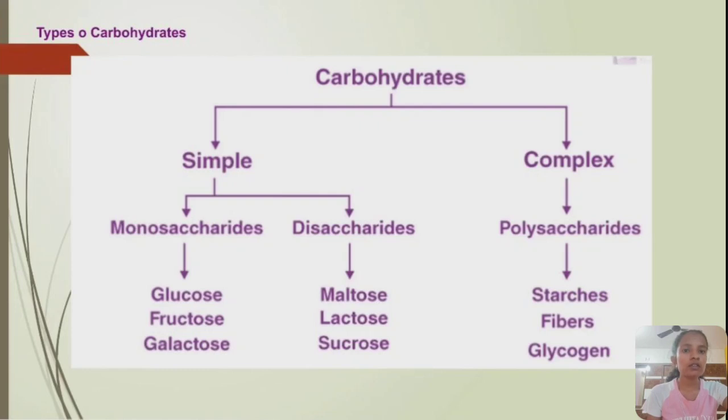Carbohydrates are divided into two types: simple carbohydrates and complex carbohydrates. The simple ones are divided into two types, that is monosaccharides and disaccharides. In monosaccharides, we can see glucose, fructose, galactose. In disaccharides we have maltose, lactose and sucrose. In polysaccharides we have starches, fibers and glycogen.